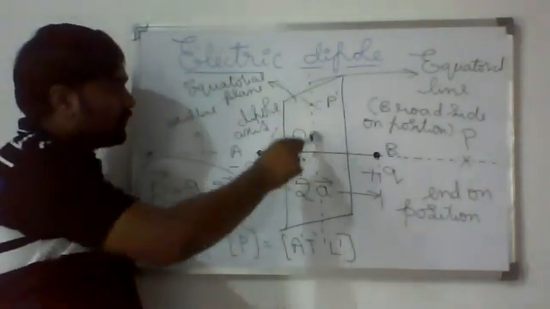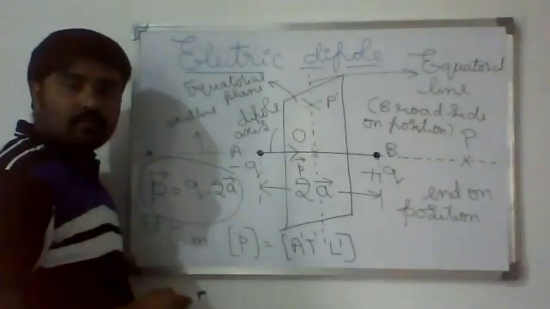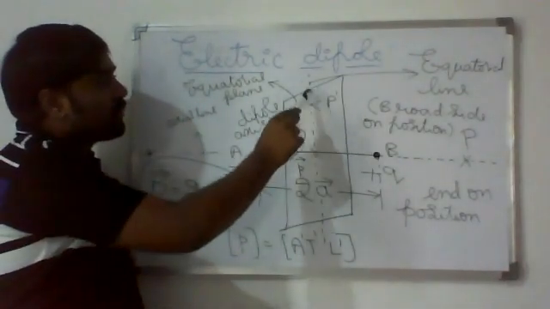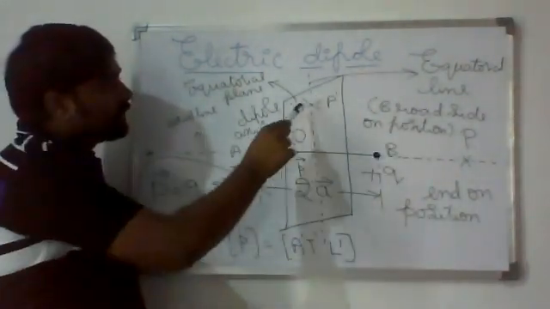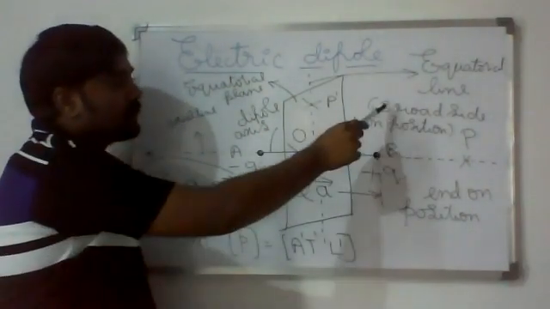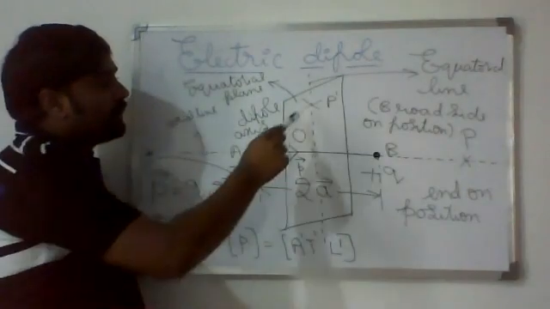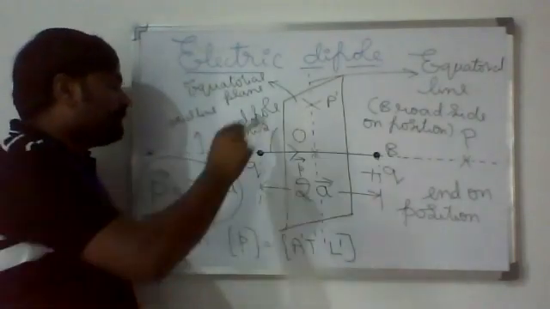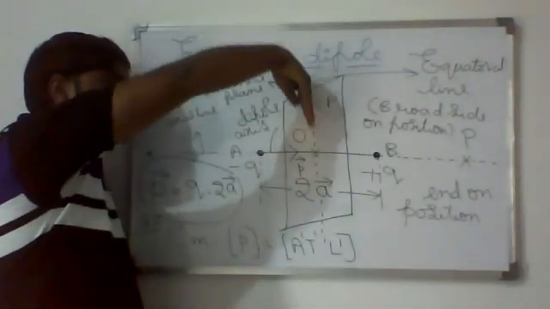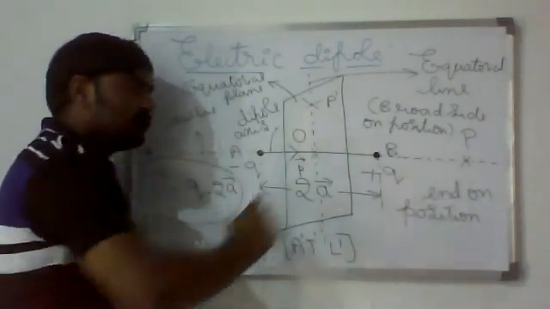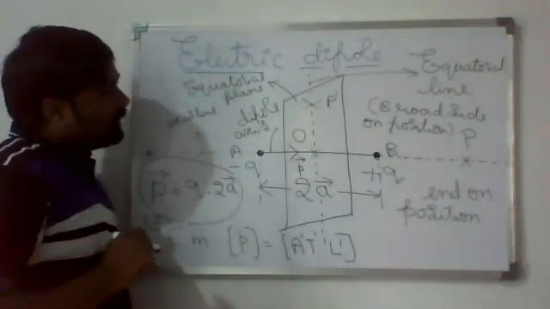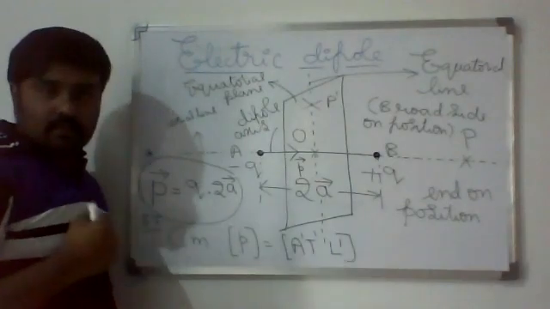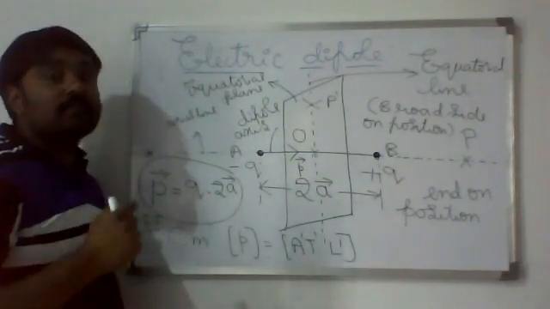And a line passing through the center of the electric dipole and perpendicular to the axial line is called the equatorial line, and a point on the equatorial line is the broad side on position. And a plane passing through the center of the electric dipole and perpendicular to the dipole axis is called the equatorial plane.